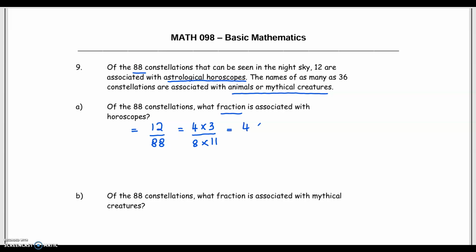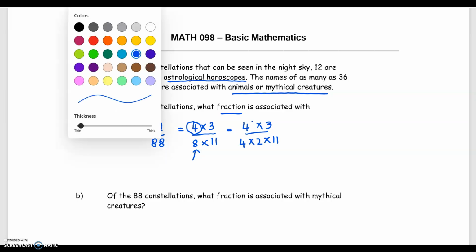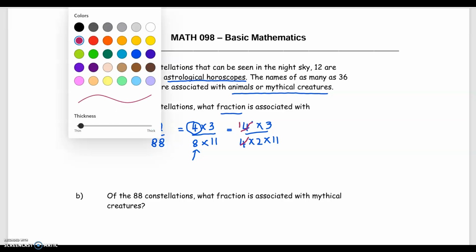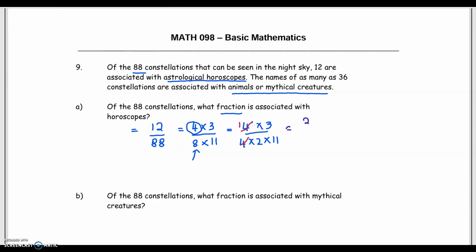Can go 4 times 3 divided by 4 times 2 times 11, because I noticed that 4 is a factor in the numerator and there is a factor of 4 hiding inside the 8. So I factored the 8 and wrote it as 4 times 2. Now we cancel common factors, which means 4 over 4 becomes a 1. So 1 times 3 is 3. Nothing else cancels. So we write down the final answer, which is 3 over 22.